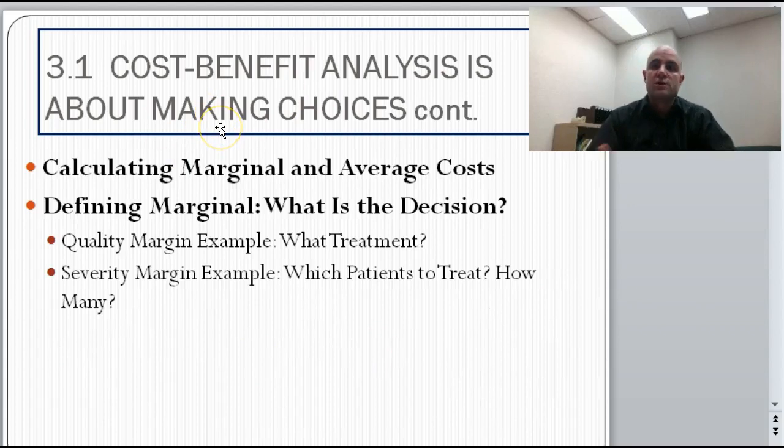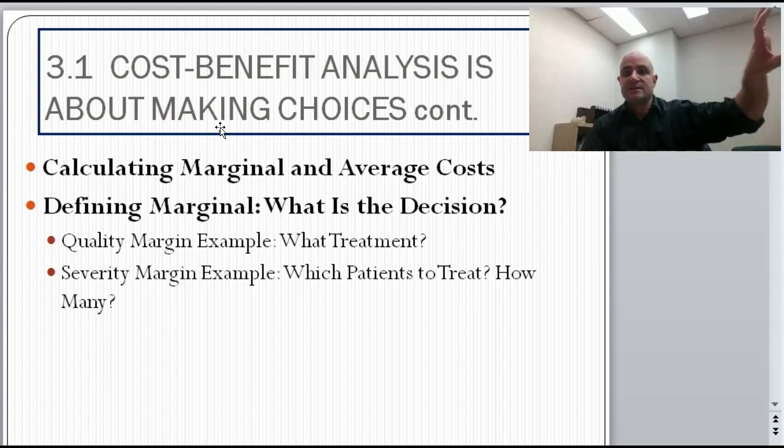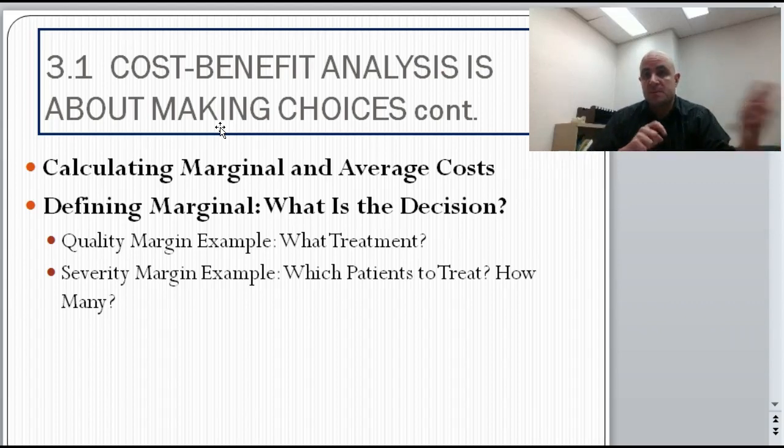Now, marginal and average are completely different, and we'll look at that in a second, but you don't care about the average. When you're making a decision, everything that happened in the past has already happened. It's gone. And so because of that, you're not worried about it. So you're only concerned about looking forward.